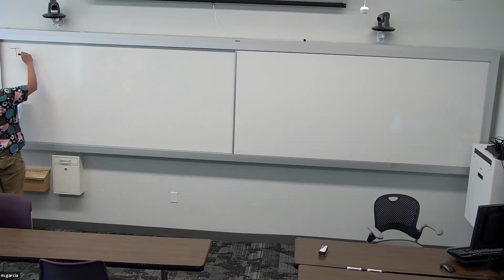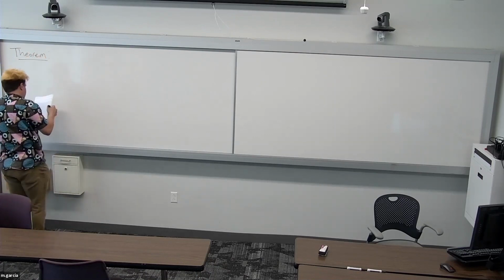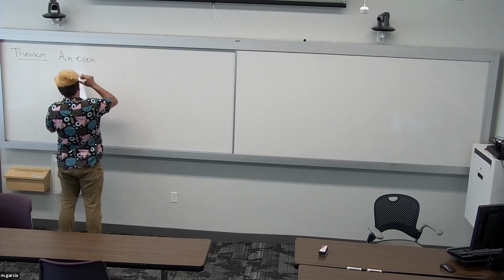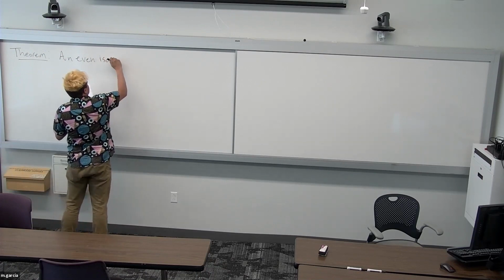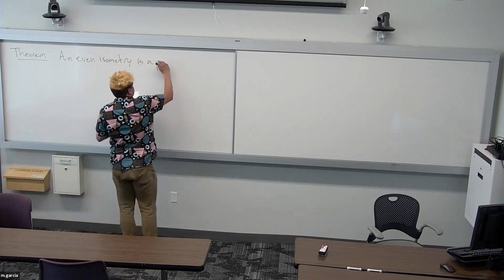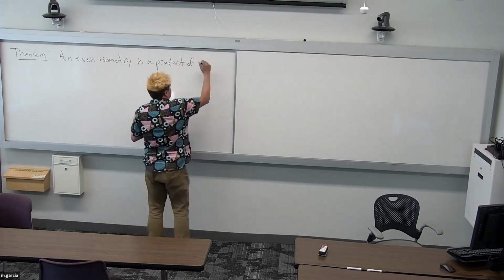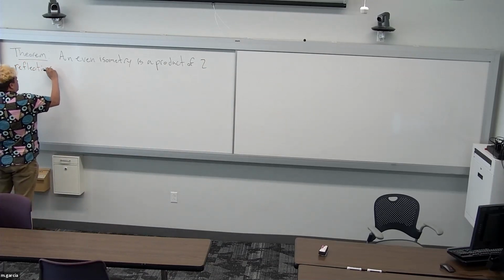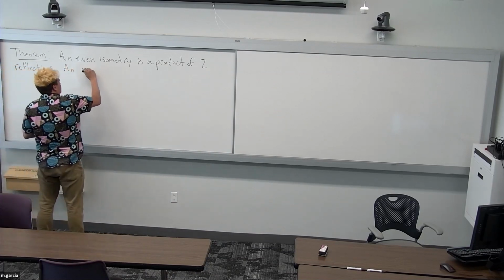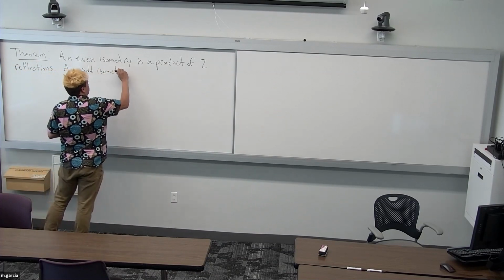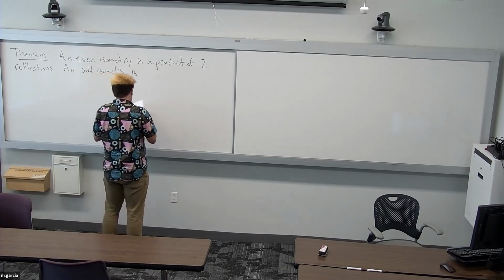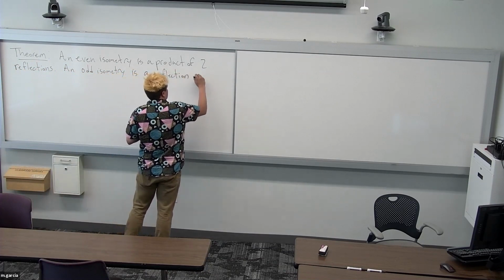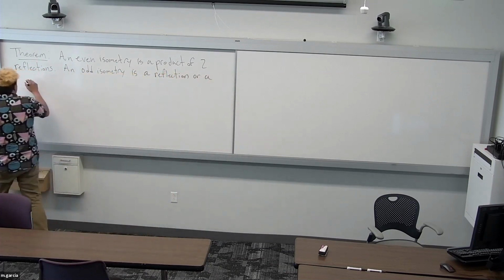First, an even isometry is a product of 2 reflections, and an odd isometry is a reflection or a product of 3 reflections.